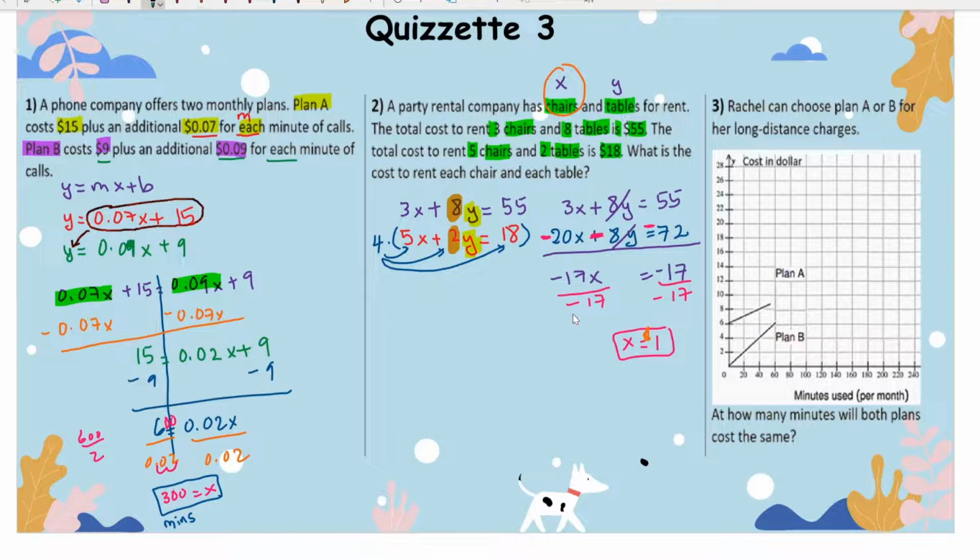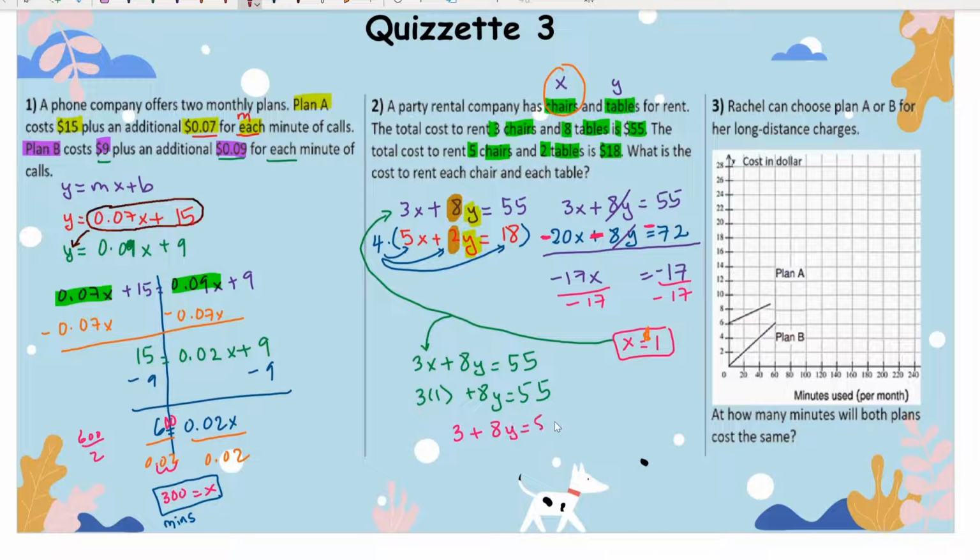So we're going to plug it back into one of the original equations to solve for y. So 3x plus 8y equal to 55. And we know our x is 1, which means 3 times 1 plus 8y equal to 55. 3 times 1 is 3 plus 8y equal to 55. We minus 3 on both sides. 8y equal to 52. And then we divide by 8 on both sides.